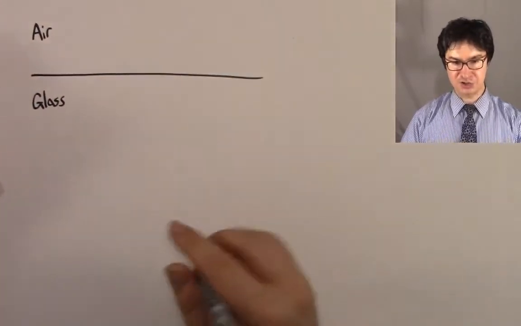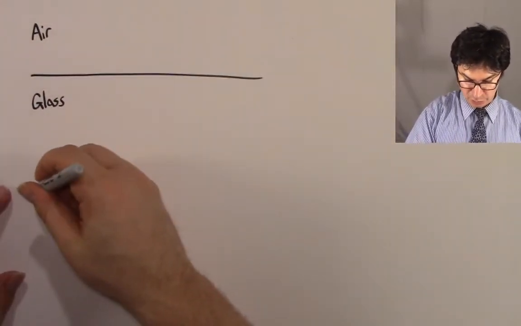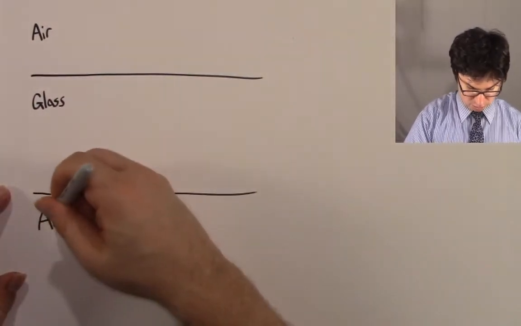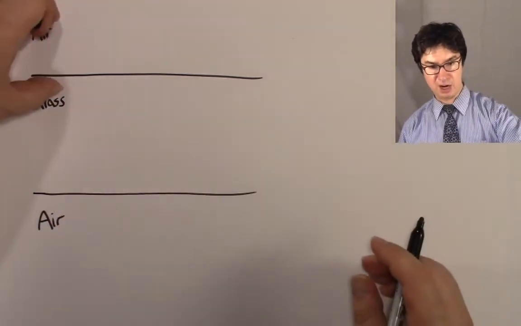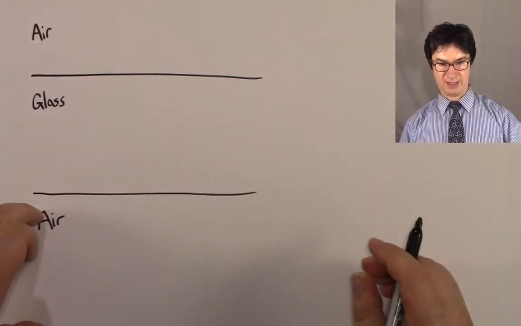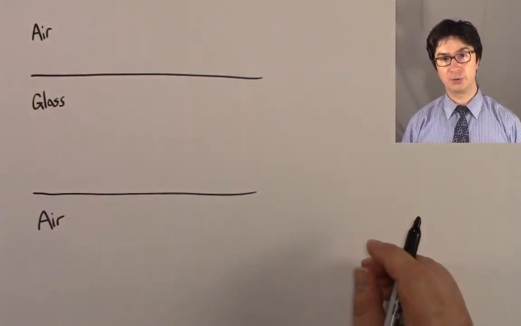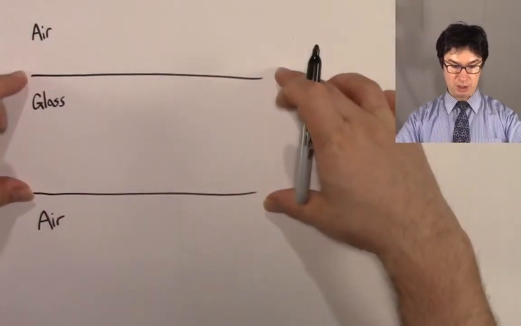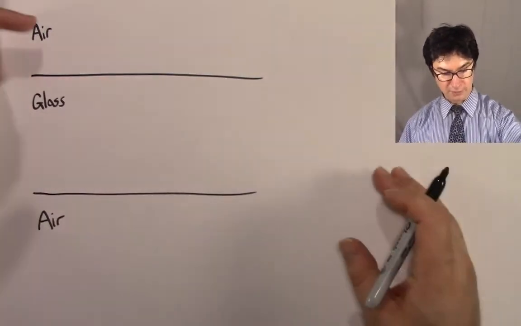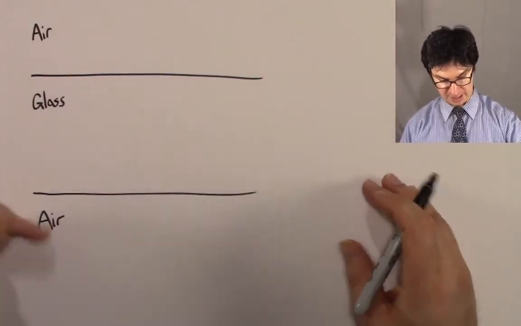And then let's draw our second boundary. This is going to be glass. We're going to go back into air. Okay? So we go from air into glass and then back into air. Okay? This is like light traveling into a window, right? Two parallel boundaries. One from air into glass and then glass back into air.